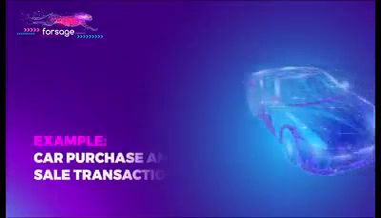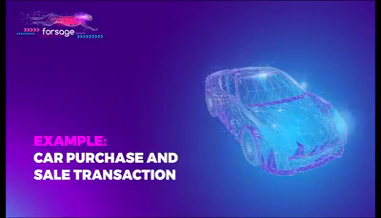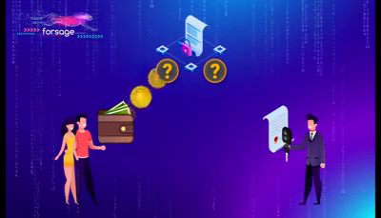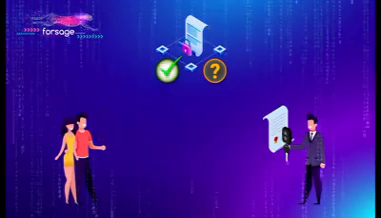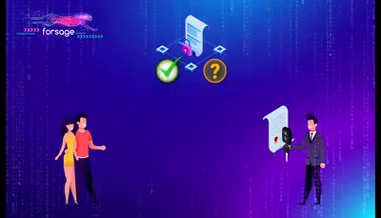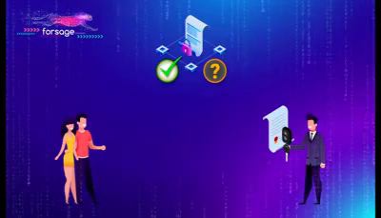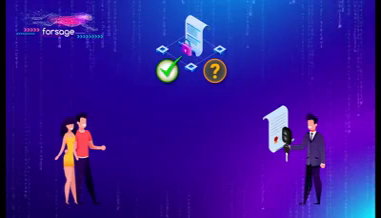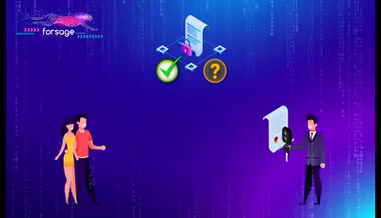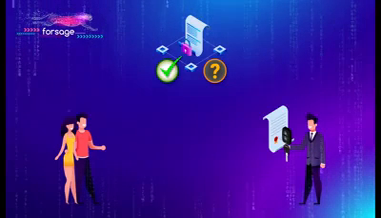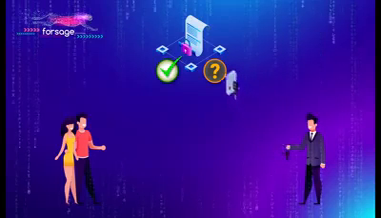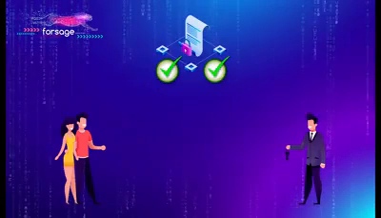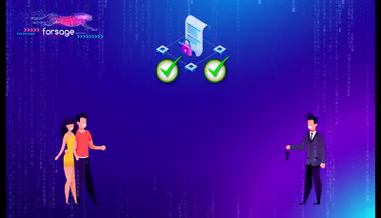Example: car purchase and sale transaction. The buyer transfers the entire amount for the car to the address of the smart contract. From now on, the deal can be considered open. The contract code stipulates the condition that the contract will transfer this amount to the seller's wallet only when the buyer is appointed as the owner of this car in the electronic database.